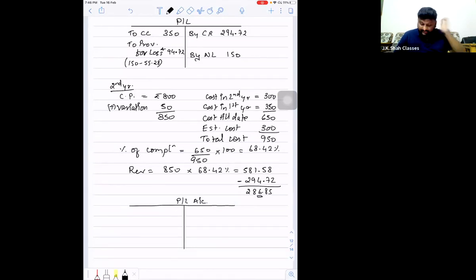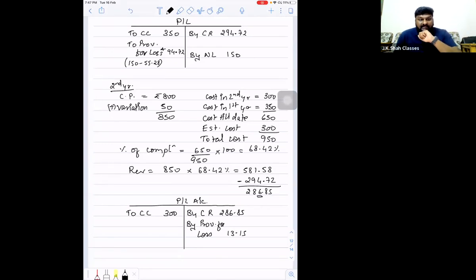So when I record it in my P&L, by contract revenue 286.85, to contract cost 300. Right? Now the difference between the two will be adjusted in the provision. How much is the difference between the two? 13.15. So here I will write by provision for loss 13.15.